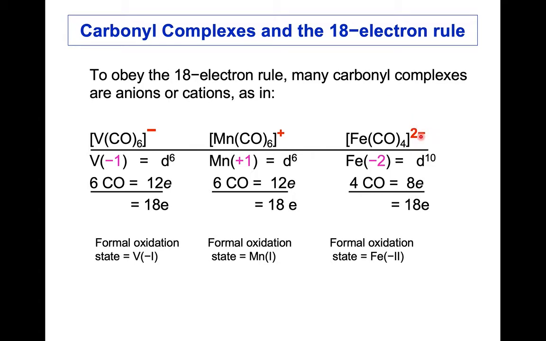And we can even have these dianions. So we have iron here with a 2- charge, which is a d10 system. Iron 0 is d8. Iron 2- becomes d10. 10 electrons from the metal center plus 4 COs to give us 8. 10 plus 8 gives us 18 electrons. Again, here just on this one side, we have vanadium with a -1 charge. We have manganese with a +1 charge. And we have this iron center with a -2 charge.